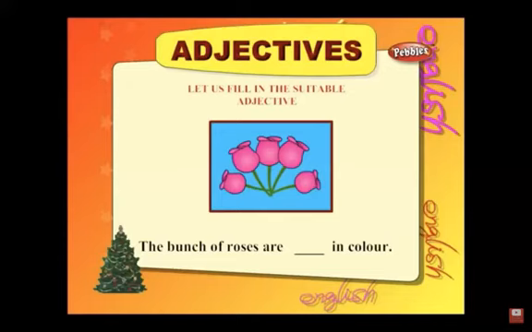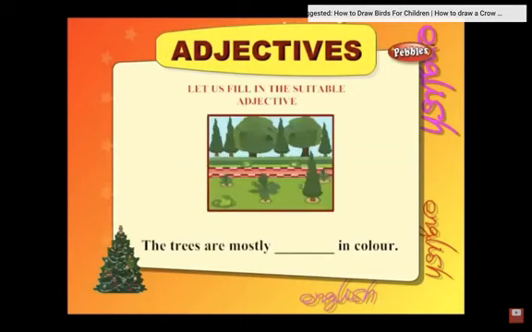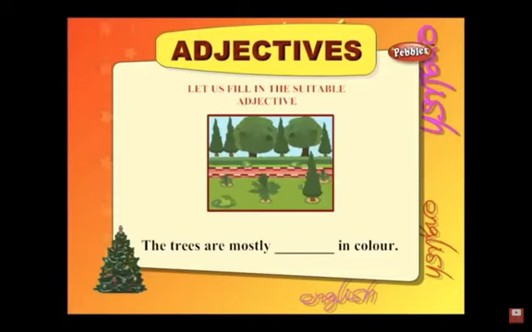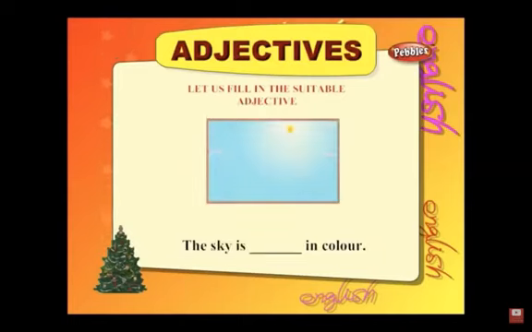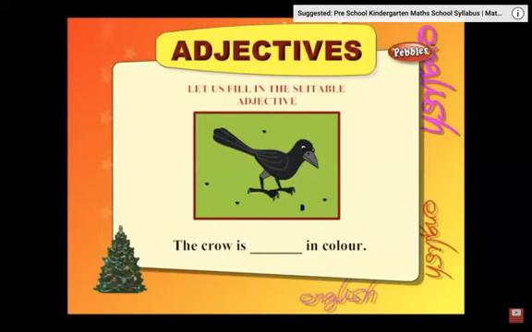The bunch of roses are dash in color. The adjective can be pink. The bunch of roses are pink in color. The trees are mostly dash in color. The apt adjective would be green. The trees are mostly green in color. The sky is dash in color. The adjective would be blue. The sky is blue in color. The crow is dash in color. The adjective is black. The crow is black in color.